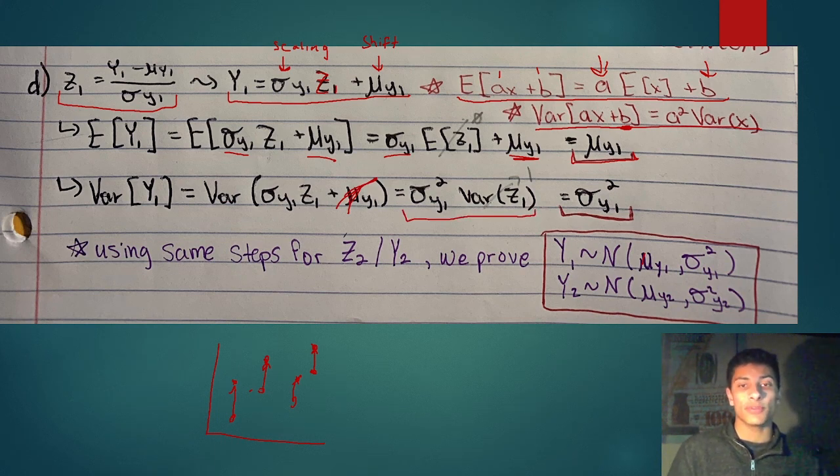So we're going to square the sigma value. We know that the variance of Z1 is going to be 1, as we had previously calculated. So the variance of Y1 is just going to be sigma squared of Y1. And so using this, we have proved that Y1 is a normalized Gaussian distribution, and it's going to be the exact same steps to prove that same relationship for Y2.